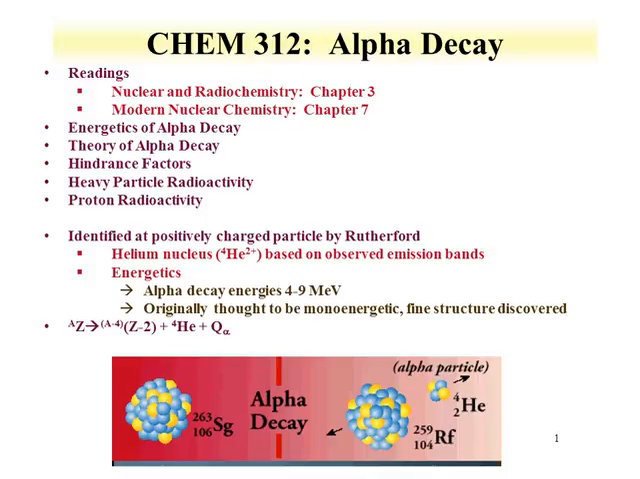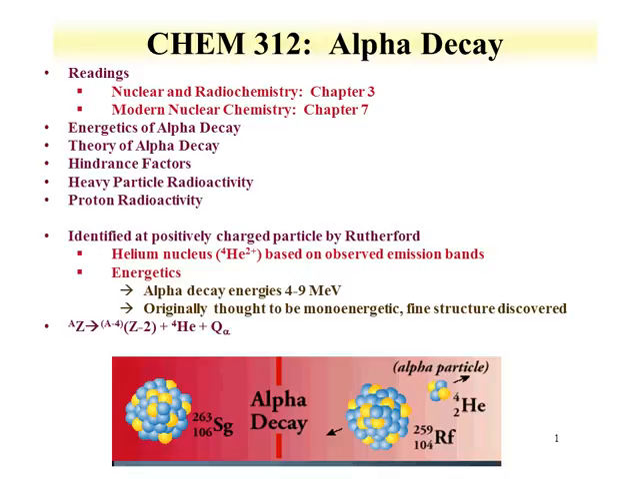We'll discuss a few different types of theories, hindrance factors, which is really the difference between what the theory predicts and what's measured. And then we'll branch a little bit from alpha decay and talk about projectiles, heavy particle radioactivity, and proton decay, which are similar to alpha in the sense that they're charged particles leaving the nucleus that have mass associated with them.